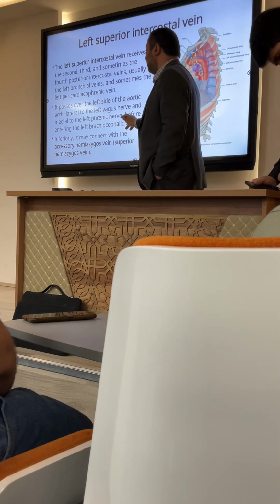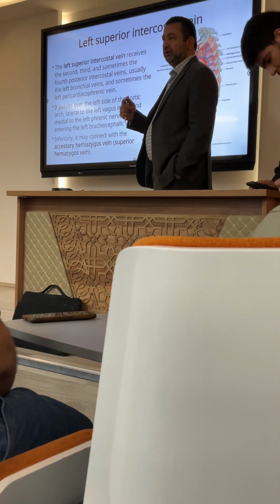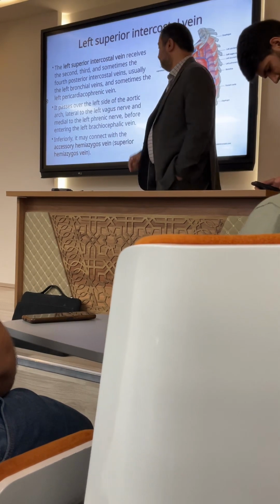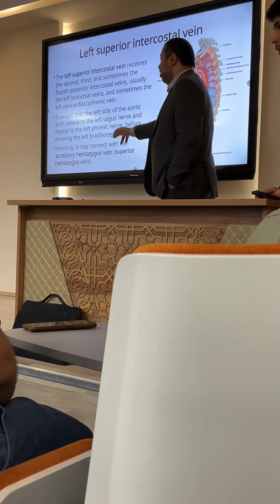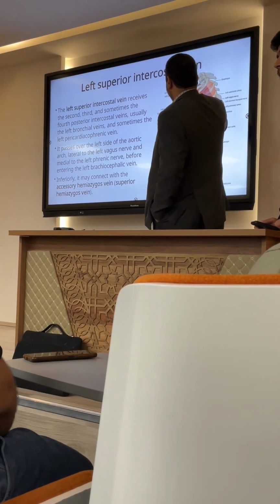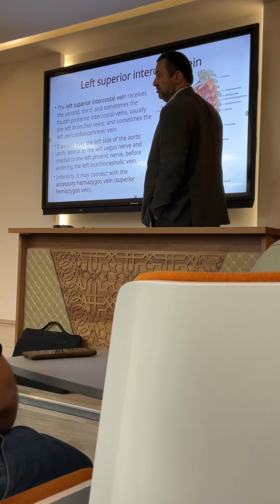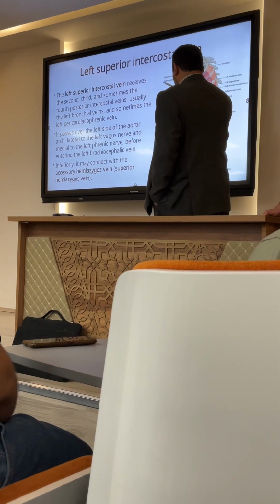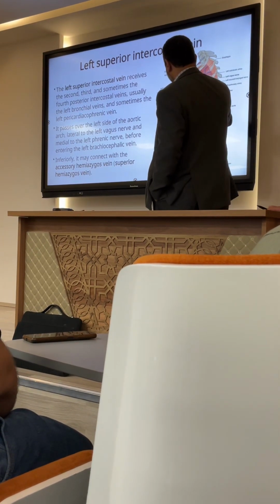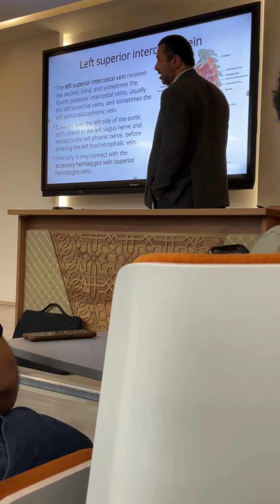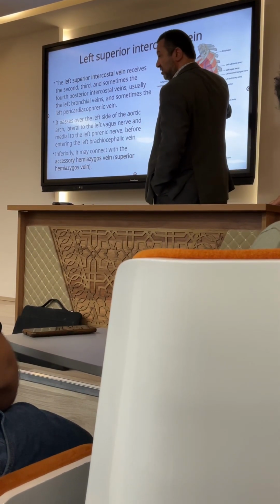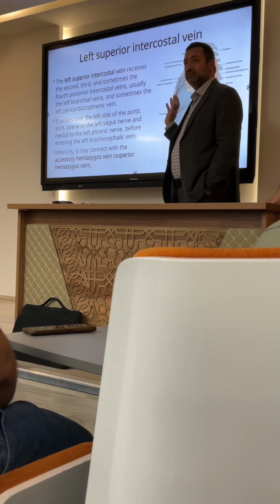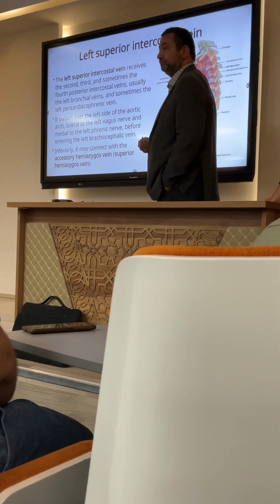Before entering the left brachiocephalic vein, I told you, it drains into the left brachiocephalic vein. Inferiorly, it may connect with the accessory hemiazygous vein. This vein is accessory hemiazygous. This is hemiazygous vein, and this is accessory hemiazygous vein. And here is descending aorta. Is it clear? Yeah? Okay.